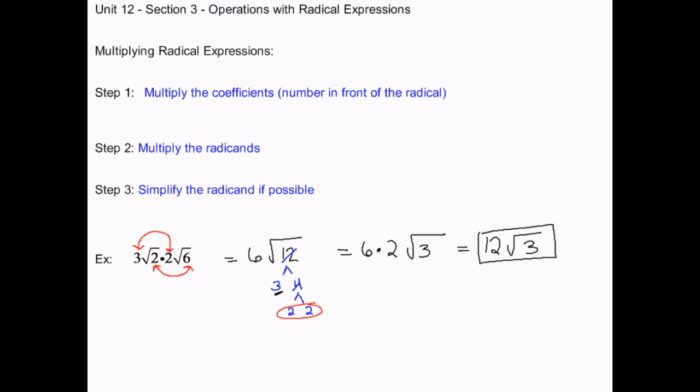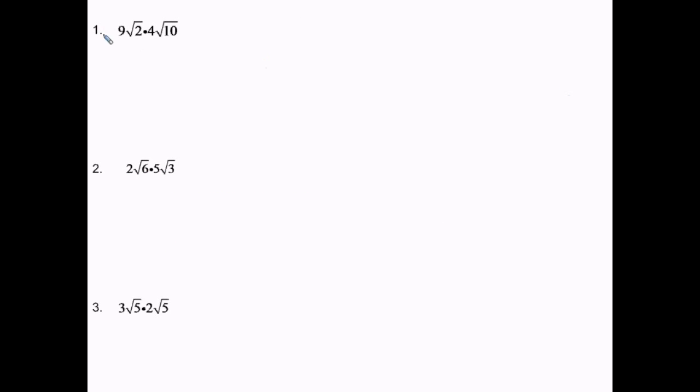And I know I went through that quickly, so let me go over some more. Multiply the coefficients, 9 times 4, and the radicands, 2 times 10. 9 times 4 is 36. 2 times 10 is 20. 20 has a perfect square in it, 4. So I can take that perfect square out. Basically, I take the square root of 4, and I get 2, and the square root of 5 remains behind. 36 times 2 is 72 times the square root of 5.